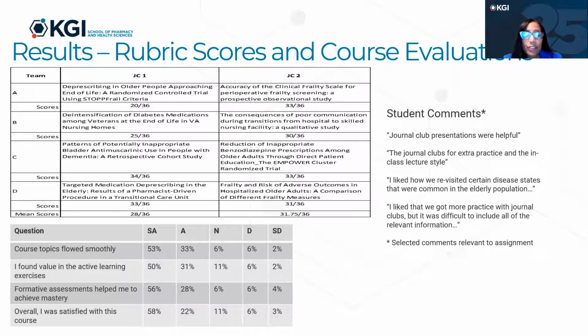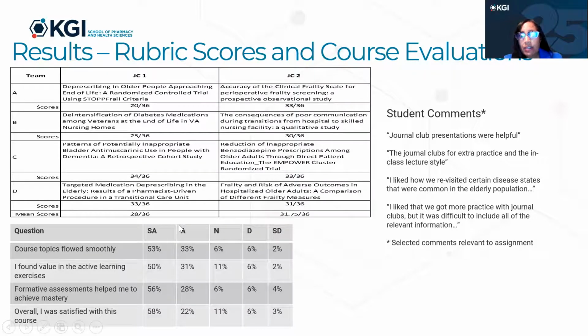For the course evaluations, you can see that most of the students either strongly agreed or agreed that the course topics flowed smoothly, there was value in active learning exercises, that the formative assessment helped the students to achieve mastery, and that the students were satisfied with the course. There are about 7 topics or questions that are asked of students, and I selected the ones that were related most closely to this assignment.